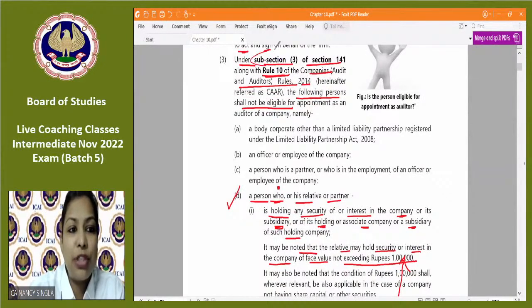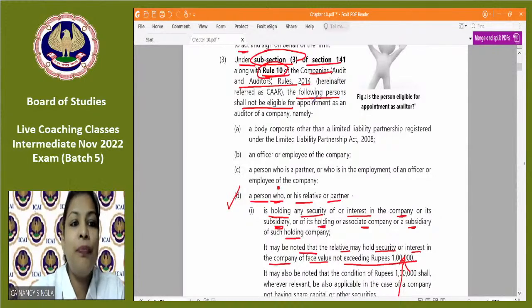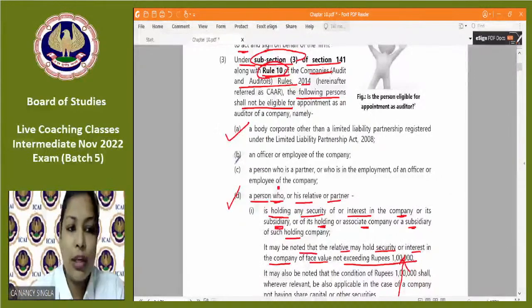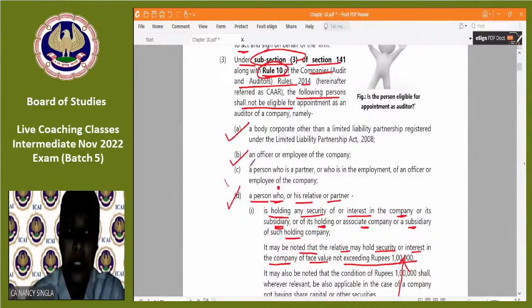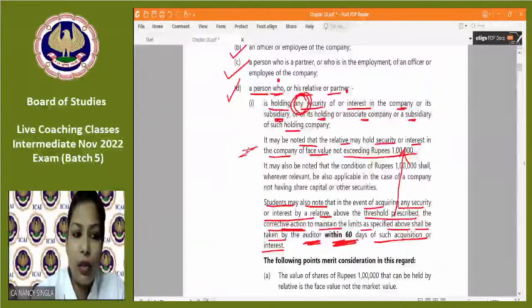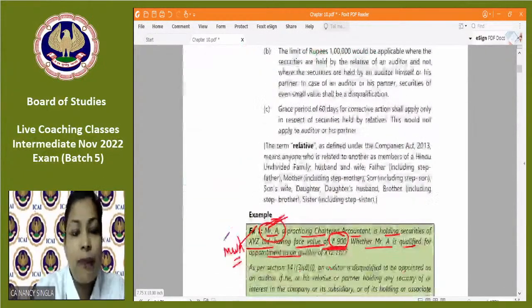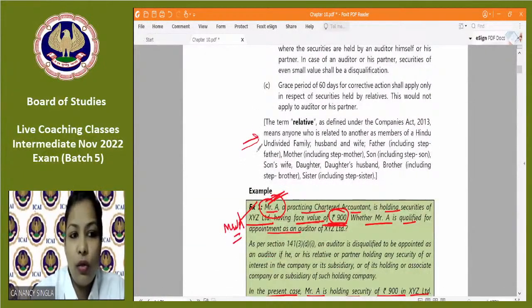Section 141, subsection 3, along with Rule 10 of the Companies (Audit and Auditors) Rules 2014, says that the following persons are not eligible: a body corporate other than an LLP; an officer or employee of the company; a person who is a partner of, or employee of, an officer of the company. ठीक है. A person who, or whose relative or partner, is holding any security. ठीक है. However, there is a 1 lakh relaxation for a relative and a 60 days grace period. ठीक है. Relative क्या होता है? You all know now. ठीक है.